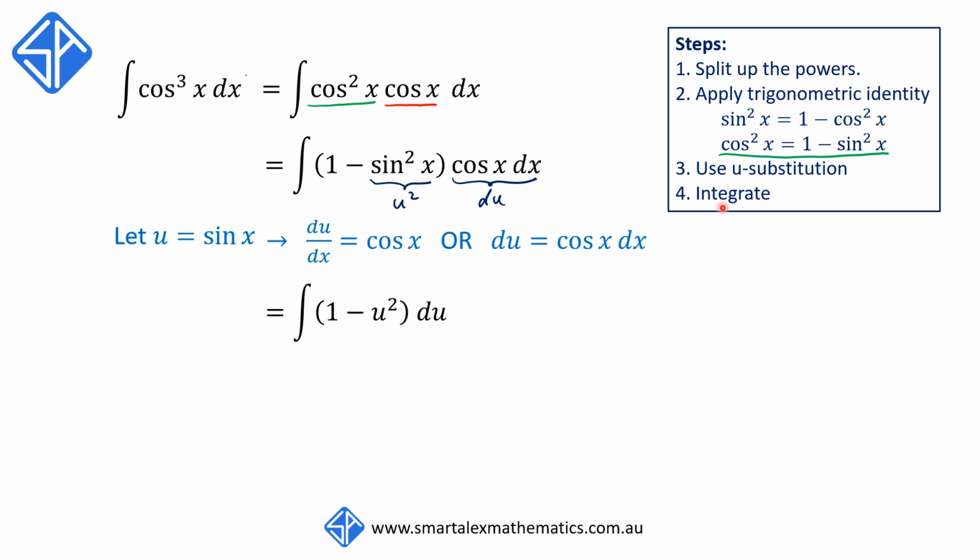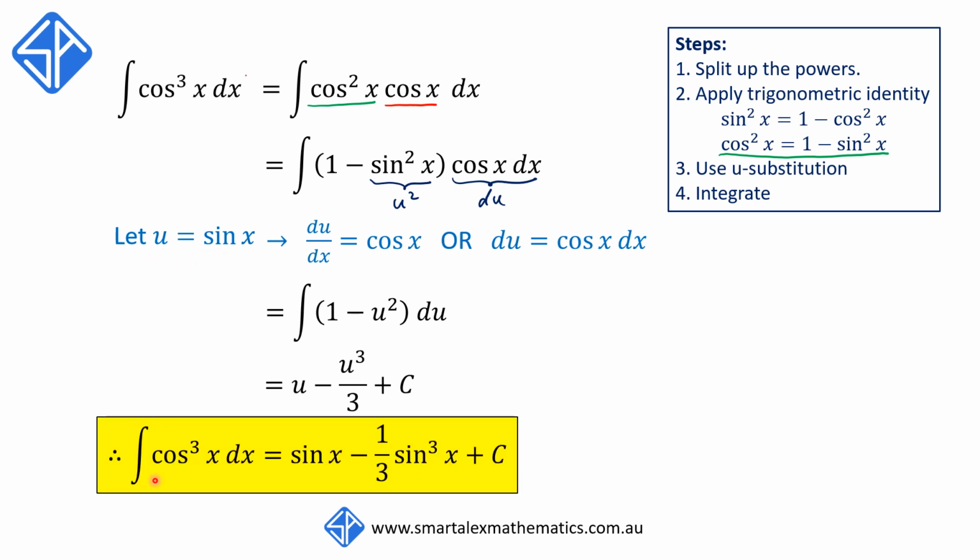And all you need to do now is to integrate. So the integral of this is going to be u minus u cubed over 3 plus c. And the last step is to simply replace u with sine x so that our final answer becomes the integral of cos cubed x dx is equal to sine x minus a third sine cubed x plus c.